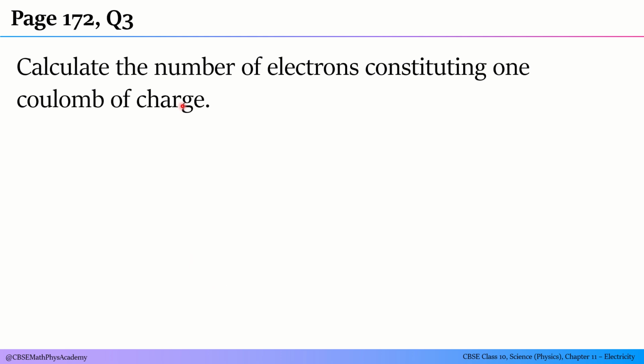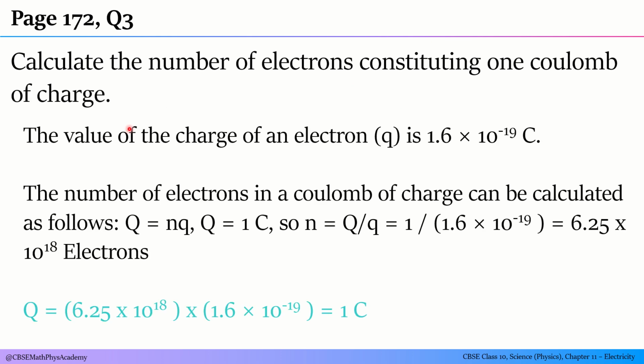So page 172, question 3. Calculate the number of electrons constituting 1 coulomb of charge. So the solution goes this way. 1 electron has a charge of 1.6 into 10 power minus 19.